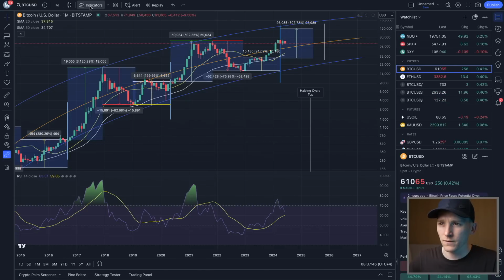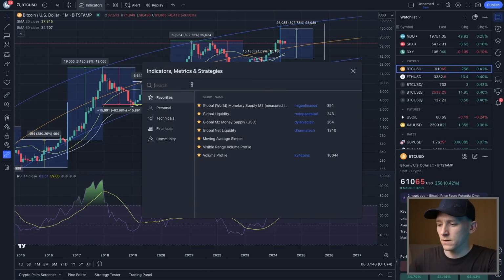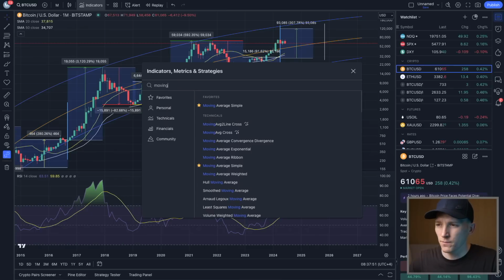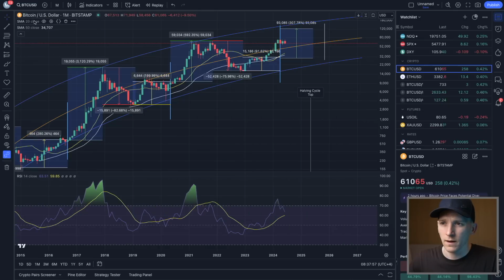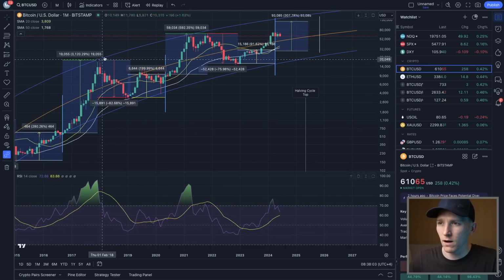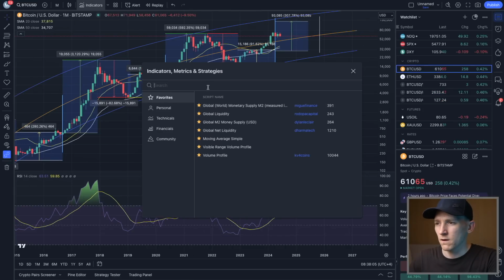So I've gone to indicators here. You can type in moving average, just simple moving average. It's easy to see what's happening via that. I've put 2 on here and I'm using a 20 and a 50 period. I'm on the month chart right now, just to show you a longer or higher time frame. Down here, RSI, relative strength index.